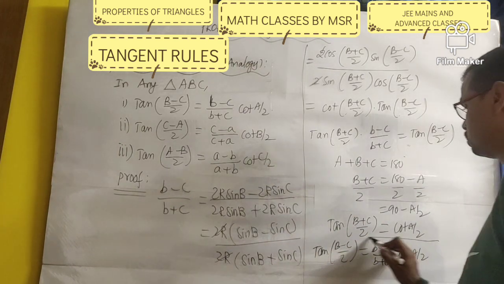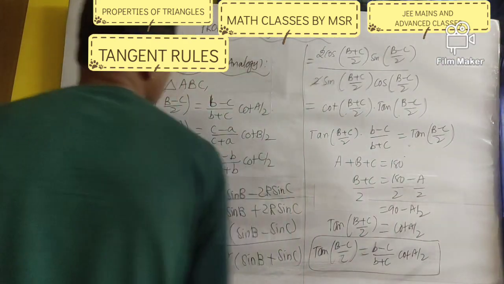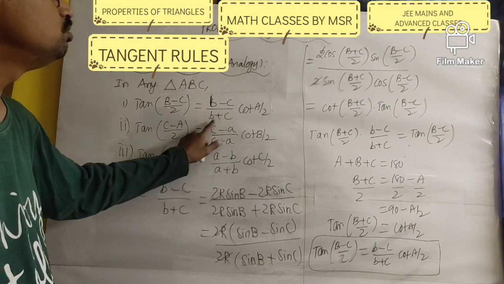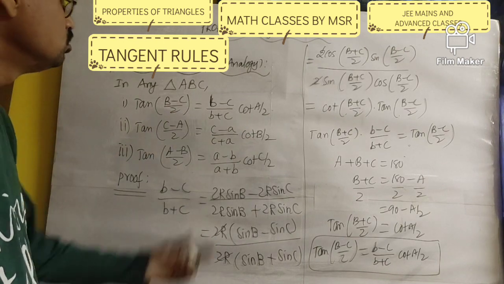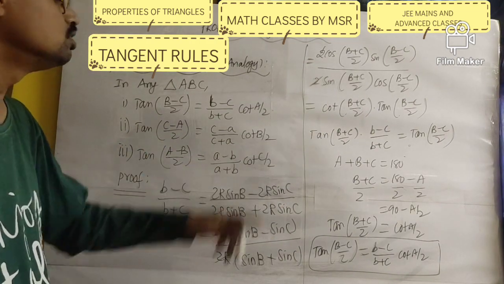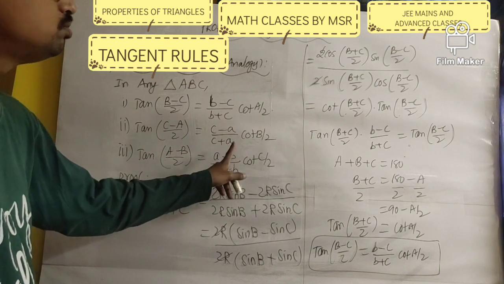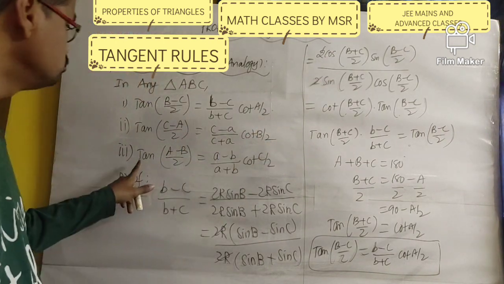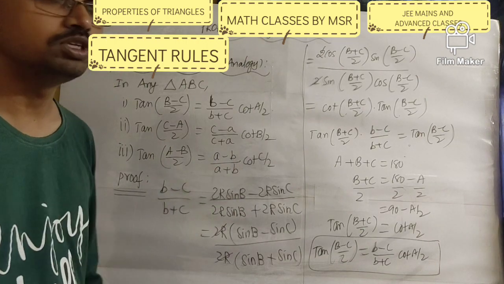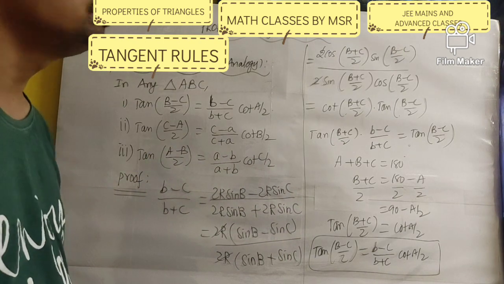So this is tangent rule 1, that is tan of (b minus c) by 2 equals (b minus c) by (b plus c) cot a by 2. Similarly, if you follow the same method of proof, you will get the second rule, that is tan of (c minus a) by 2 equals (c minus a) by (c plus a) into cot b by 2. Similarly, tan of (a minus b) by 2 equals (a minus b) by (a plus b) cot c by 2. So these are the tangent rules, or Napier analogy, we say.